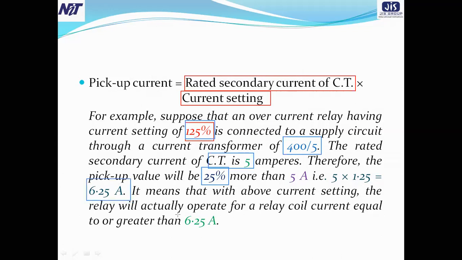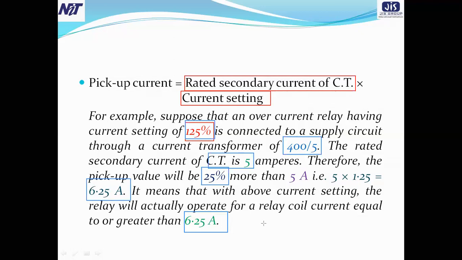It means that with the above current setting, the relay will actually operate for a relay coil current equal to or greater than 6.25 ampere.